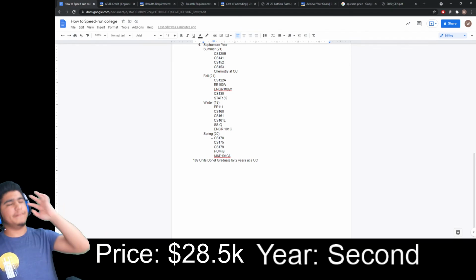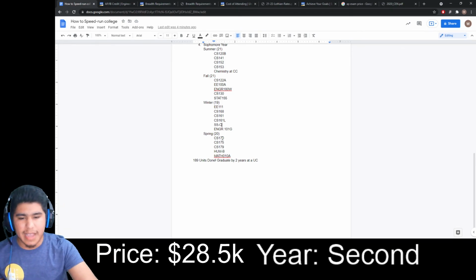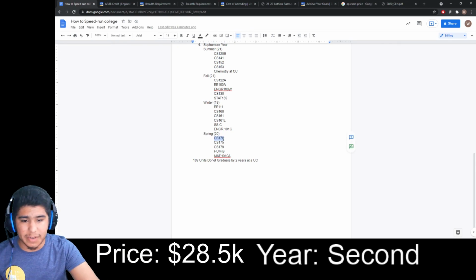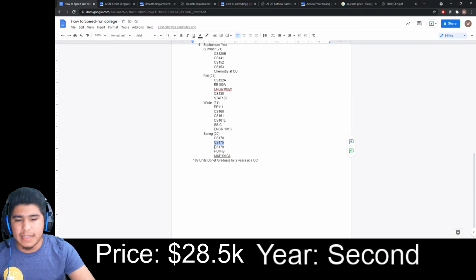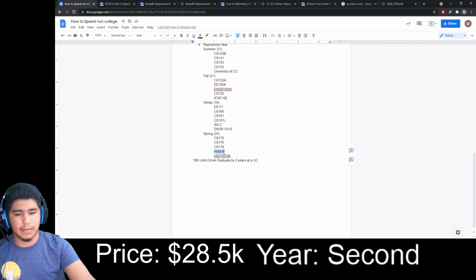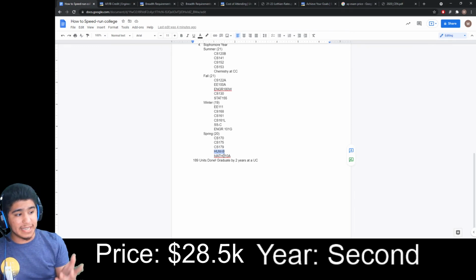And then spring. Finally, we reached the last quarter. And now you are taking CS170, which is a technical elective, Intro to AI. CS175, which is kind of like a marketing computer science class, also a technical elective. CS179, your senior project. Humvee, again, you would want to fulfill the ethnicity this time around if you didn't get to do it last time. And make sure it's upper division.